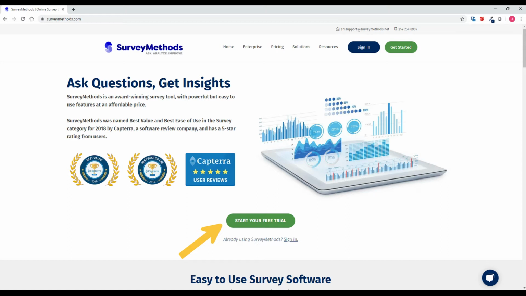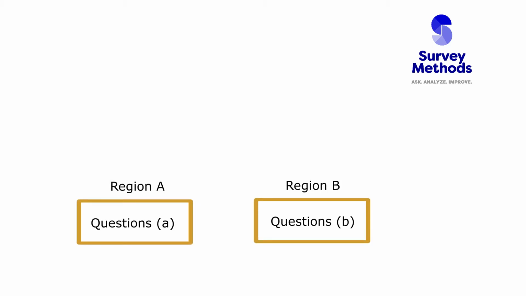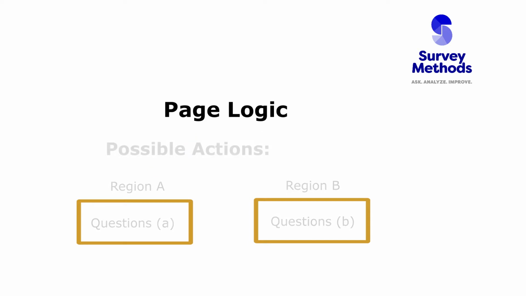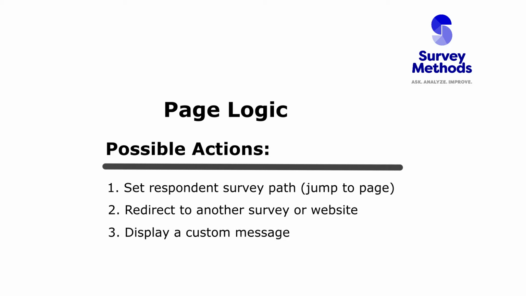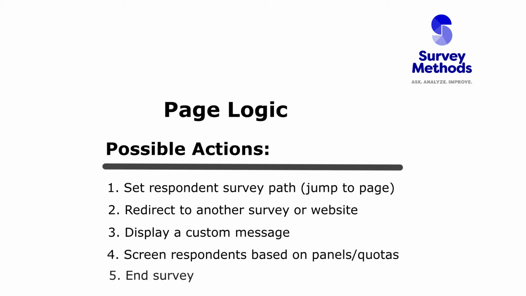Using page logic, you can customize the flow of your survey to present only those sections of your survey to respondents that are relevant to them. For example, you may have different questions for users in different geographical areas, or you may want to ask additional questions to respondents with children. Those rules can be set up using page logic. Based on the logic rules, you can direct respondents to relevant sections of the survey, for example, skipping a page, redirect respondents to another survey or website, display a customized message, screen respondents based on panel or quota rules, or end the survey.